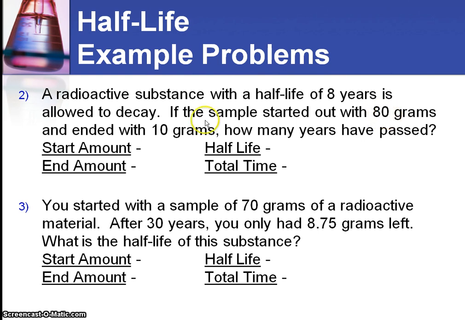So anytime you have the start amount and the end amount, you want to start with the 80 and then just keep drawing arrows until you get to the end amount. So 80, draw an arrow, divided by 2 would give you 40. Draw an arrow to 20. Draw an arrow to 10. So you should have 3 arrows drawn. It took 3 half-lives to get from 80 to 10. So if each half-life is 8 years, and you have 3 of them, it took a total of 24 years.